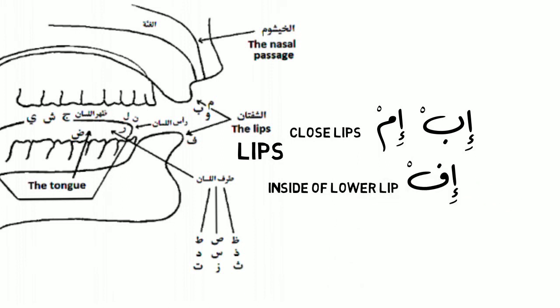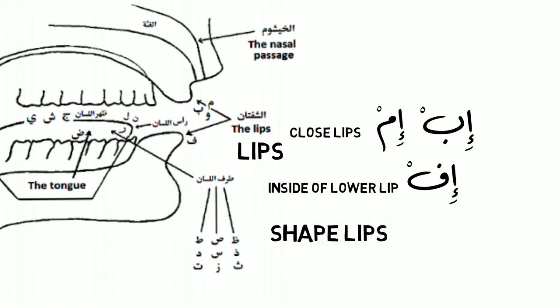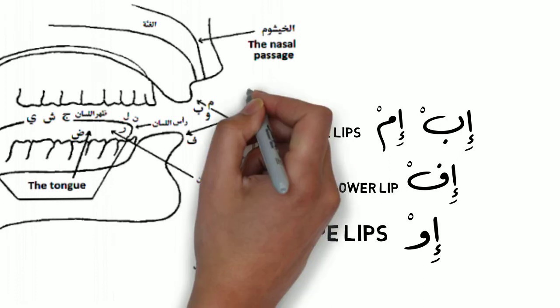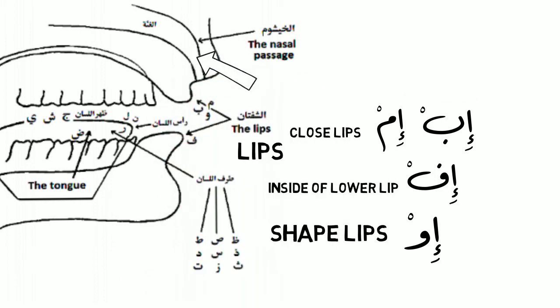Then we have the inside of the lower lip, which gives us the F sound. If you speak English, then you probably know that sound. You feel a strong stream of air coming out, and the lower lip does the work. And then shaping your lips, which is how you get the W sound. Ew. Your lips go into an O shape. It's how you're pronouncing wow, not the vowel, the consonant, which is like a W in English.